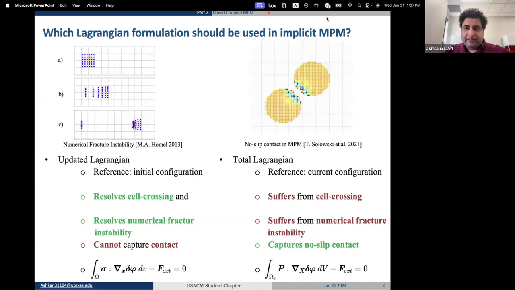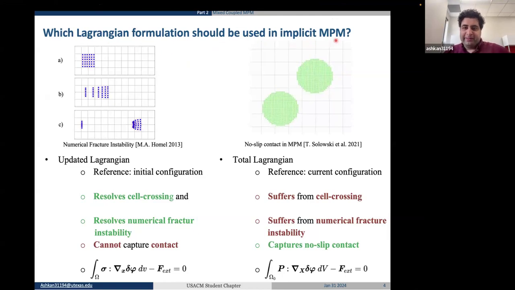Next question: which Lagrangian formulation should be used in implicit MPM? Initial or early versions of MPM were using updated Lagrangian formulation. These are vice versa. This is total Lagrangian, this is updated Lagrangian.